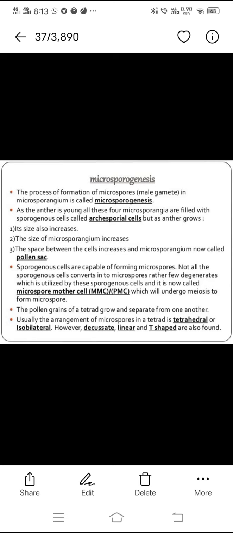In the last class, I repeated the structure of the anther, the TS of anther, along with the process called microsporogenesis. I hope you remember that. So what is microsporogenesis? The process of formation of haploid microspores from a diploid microspore mother cell through meiosis is called microsporogenesis. I hope you remember this.